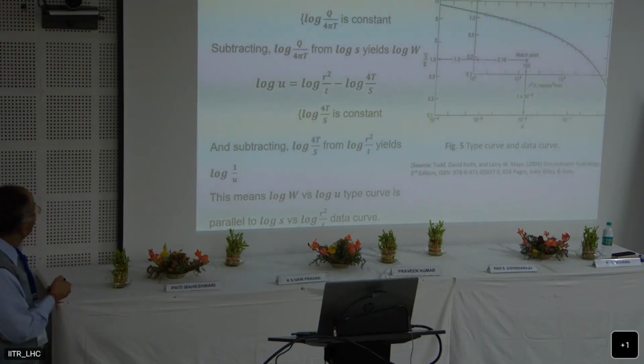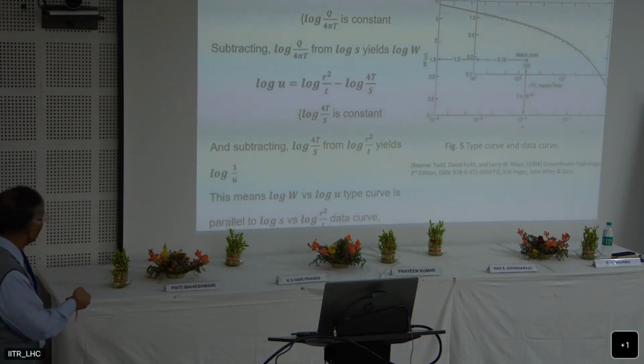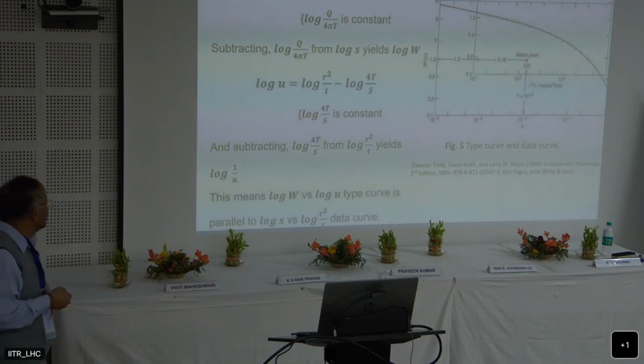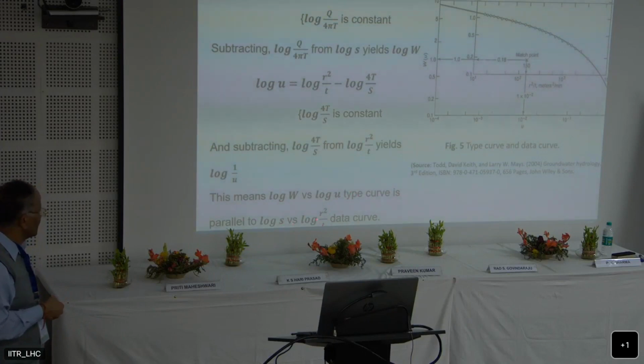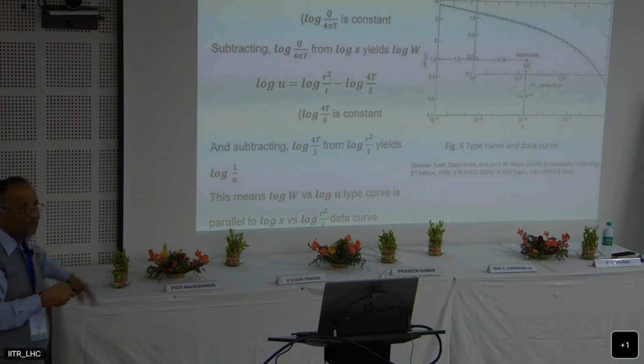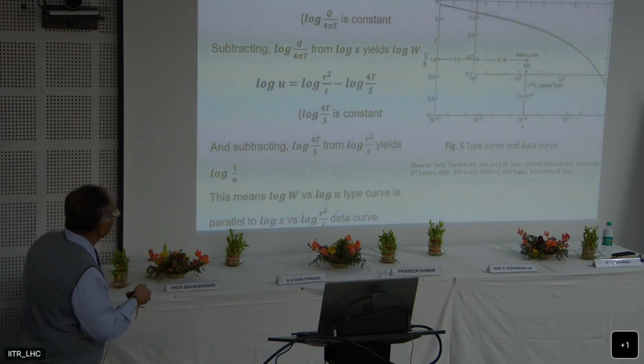So we can write log W is equal to log s minus log Q by 4 pi T. So this is a constant, and subtracting log Q by 4 pi T from log s, we get this, which is a constant. This means that the log W versus log u type curve is parallel to the log s versus log r square by t curve. Basically they are parallel, but they are lagged by some constant distance.